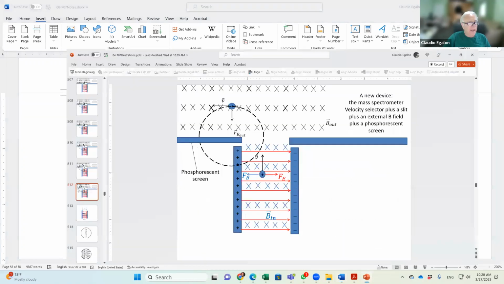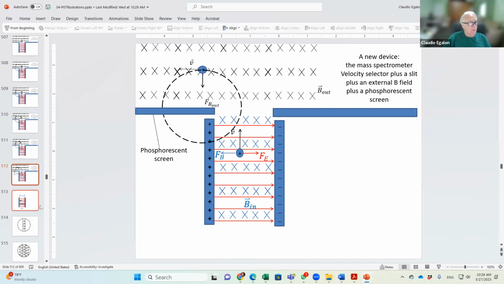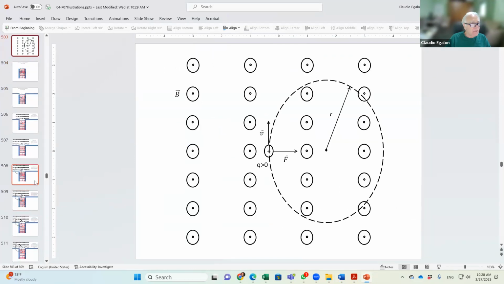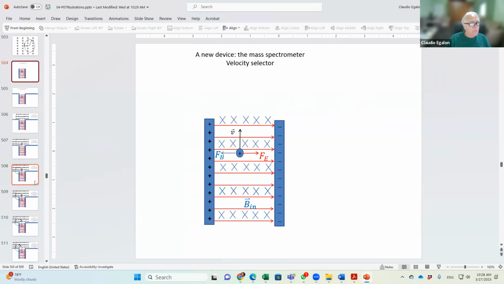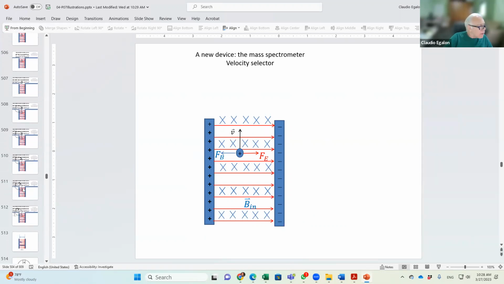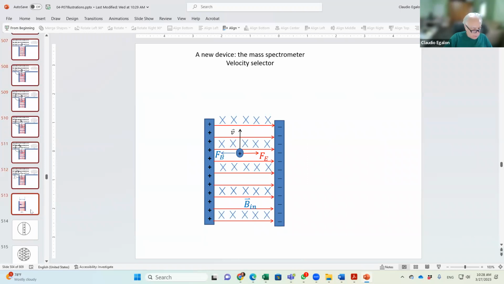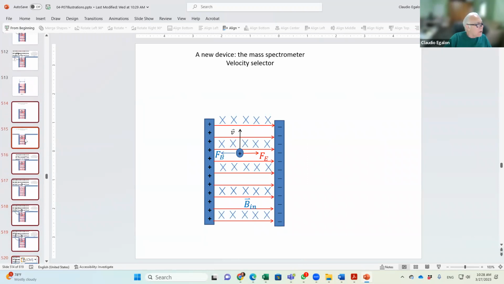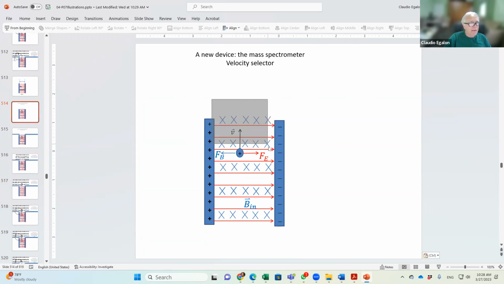So if I were to illustrate that, I'm going to use almost everything that I had here, with the only difference being like that. Instead of a combination of electric and magnetic fields, you have just one electric field in this case.